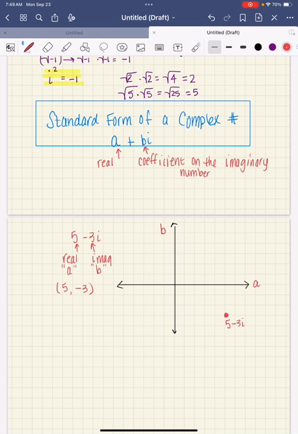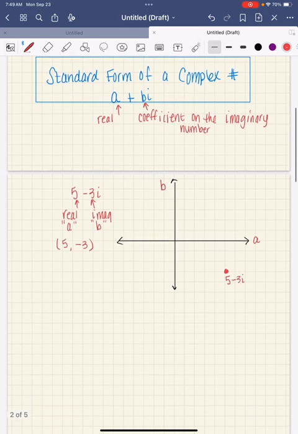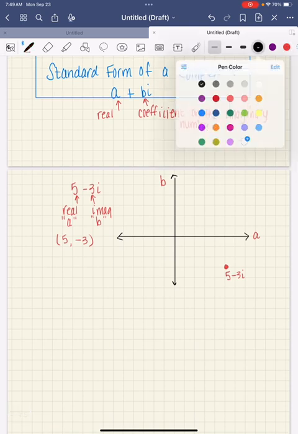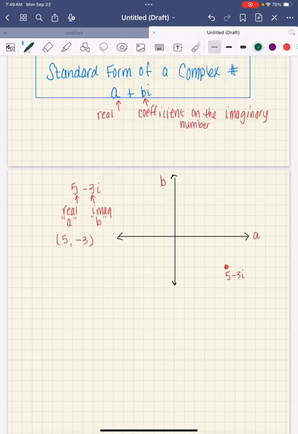We're going to do more with this as the year goes on. So let's plot another imaginary number, how about negative 1 plus 4i? Negative 1 would be your a, 4 would be your b, and this is the point I'm going to plot, and that would be right here.